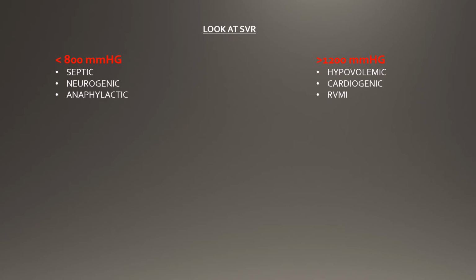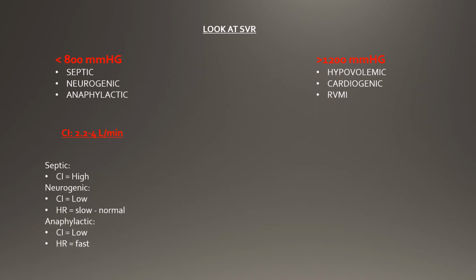Step 2 gets split into Part A and Part B because depending on what spectrum you're on with SVR determines the next value that you look at. When you have a low SVR, you will next look at the cardiac index. Normal range is from 2.2 to 4. If your cardiac index is high, you can stop right there because you've got a diagnosis of septic shock. If your cardiac index is low, you then have to look at heart rate. If the heart rate is low to normal, then your patient's in neurogenic shock. If you're tachycardic, then you're in anaphylactic shock.